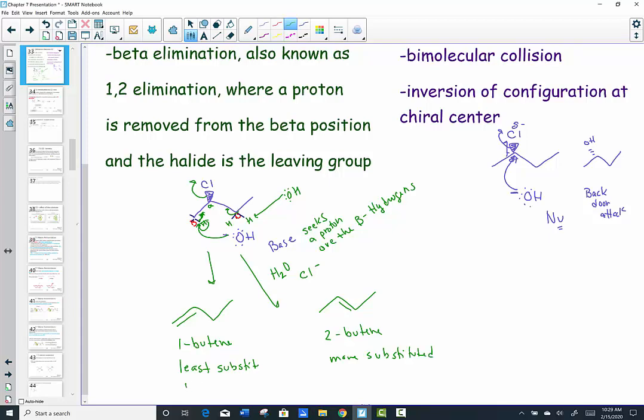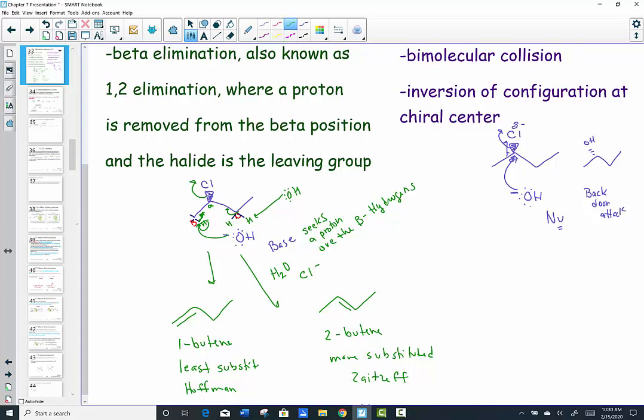And we'll learn that these are called the Hoffman, which is the least substituted, and the Zaitsev, which is the most substituted alkene. And this is where our journey is heading, comparing SN2, bimolecular substitution, to a new mechanism known as E2, bimolecular elimination, where we see a mixture form of 1-butene and 2-butene.